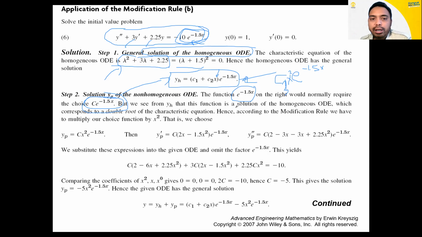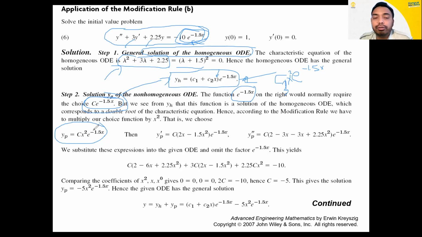So that's why this form takes as this, c x squared e to the power of minus 1.5x. Now we have already three solutions that should form the complete solution, but there are still unknowns in the solution, right? So the solution will be c1 plus c2 x plus c3. In my case, I'm using c3 x squared times e to the power of minus 1.5x.